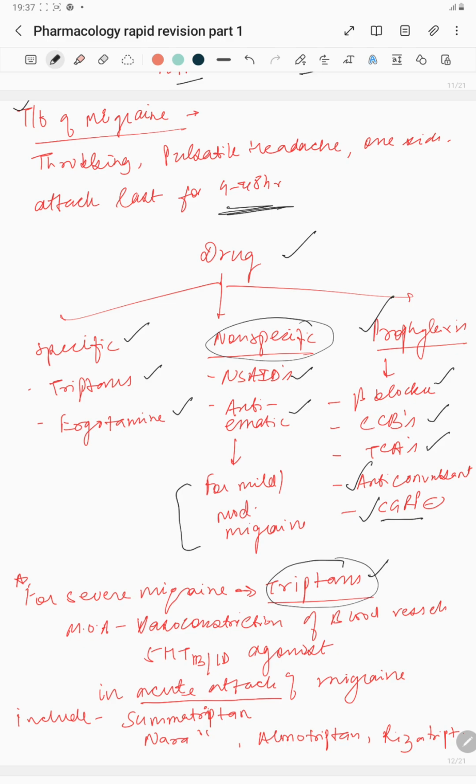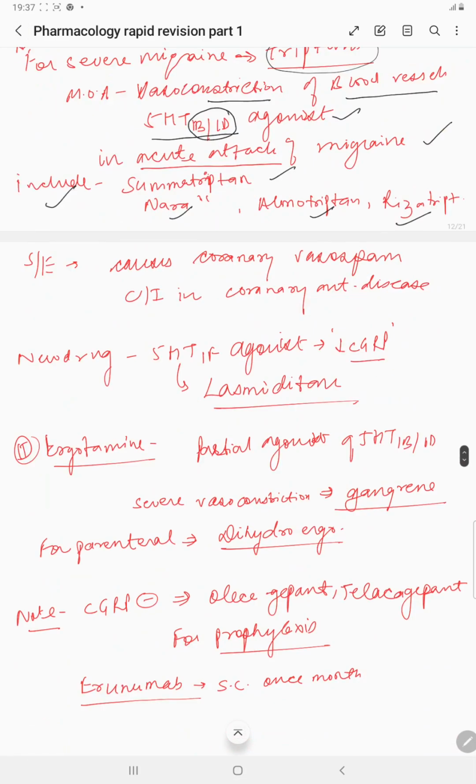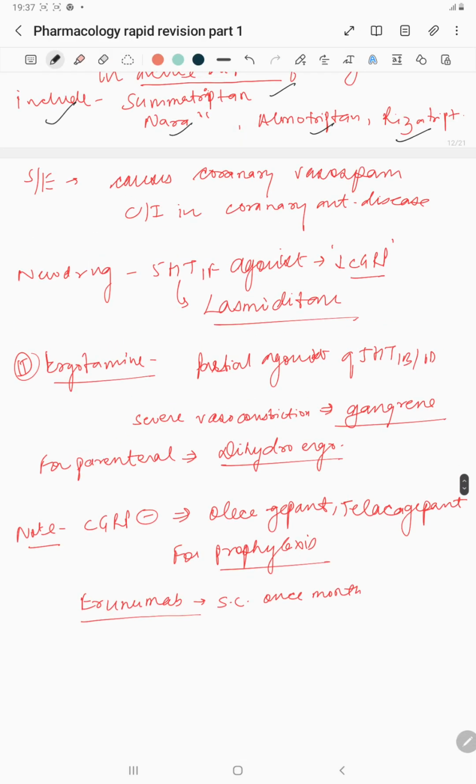The main mechanism of triptans is that they cause vasoconstriction of the blood vessels. They are 5-HT 1B/1D receptor agonists. They are used mainly in the acute attack of migraine. The drugs included in triptans are sumatriptan, naratriptan, almotriptan, and rizatriptan. The major side effect of triptans is coronary vasospasm, so they are contraindicated in coronary artery disease patients.